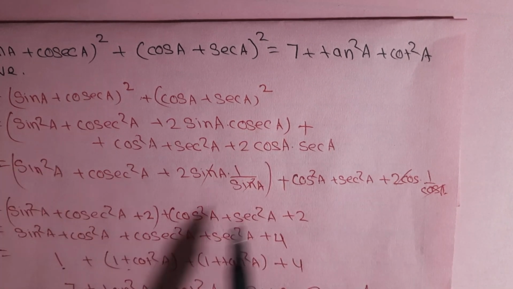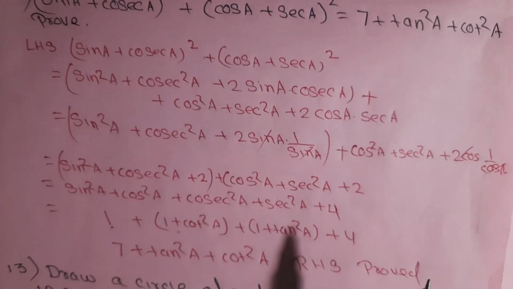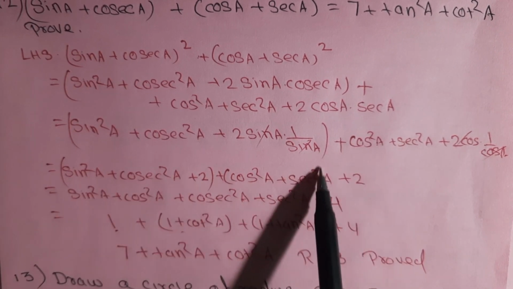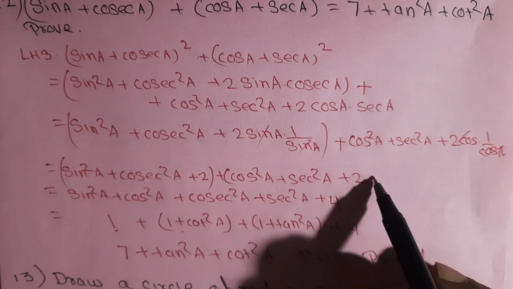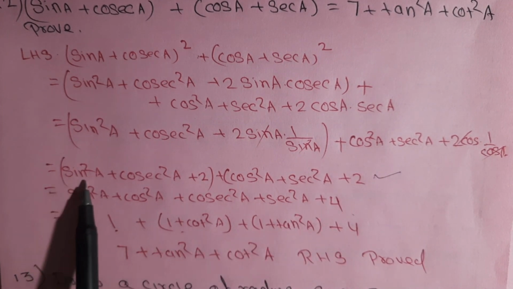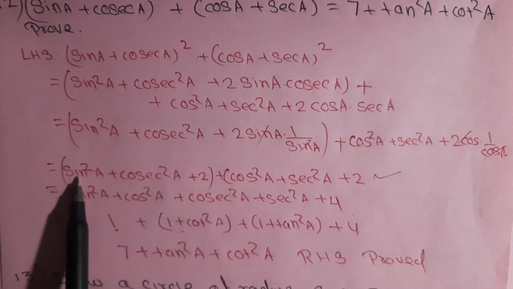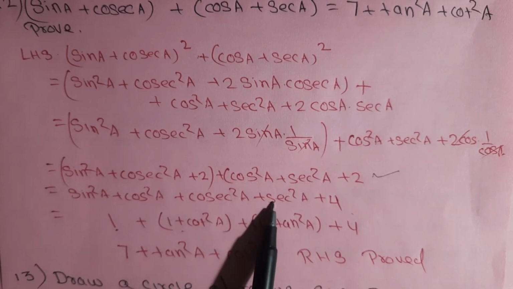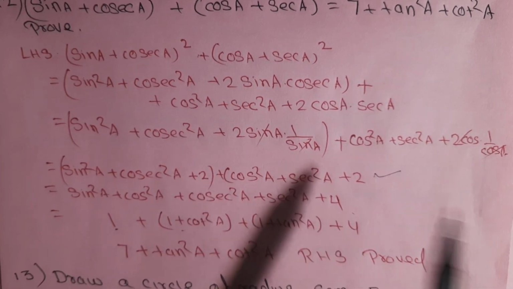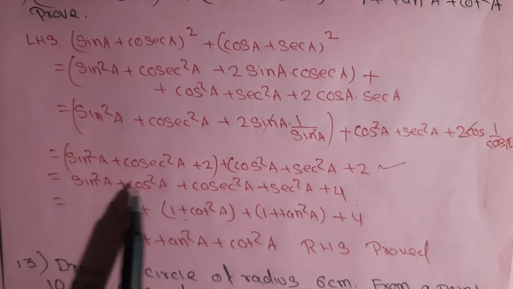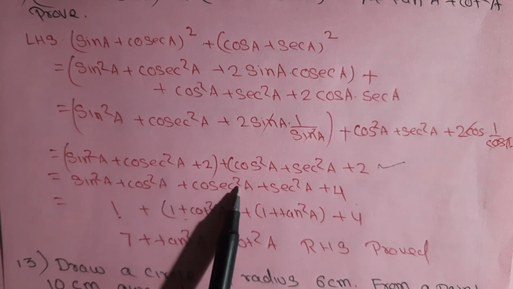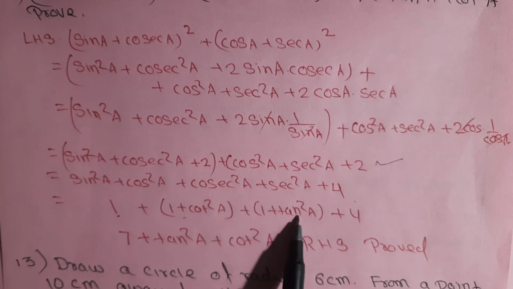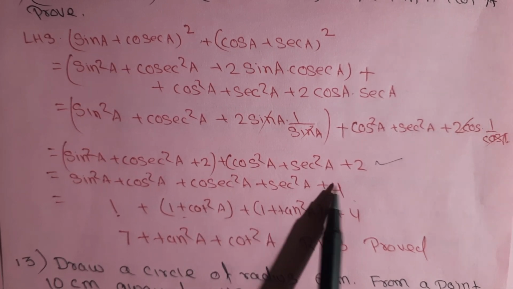Now we have to bring 3 more because we need 7. Now here sin square A, cosec square A. This same thing, whatever is left, I have written here. Now again you see, if you remove the bracket, sin square A plus cos square A we will write, cosec square A and sec square A we will write, and 2 plus 2, 4, we have written. Now we know that sin square A plus cos square A is 1. Cosec square A is 1 plus cot square A. Sec square A is 1 plus tan square A. These are the formulas, and plus 4.